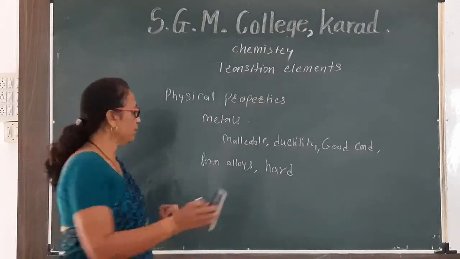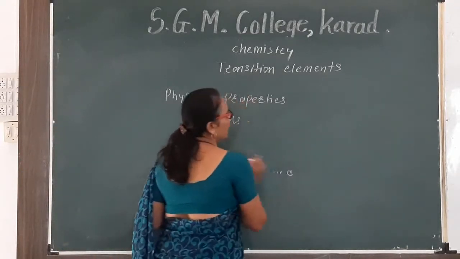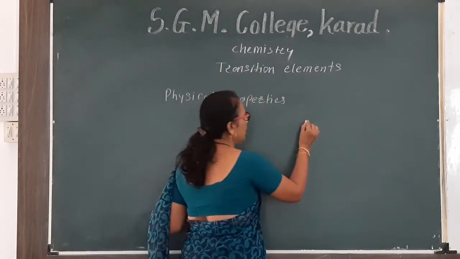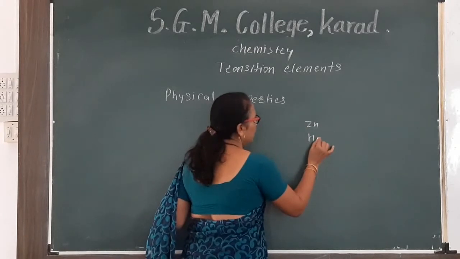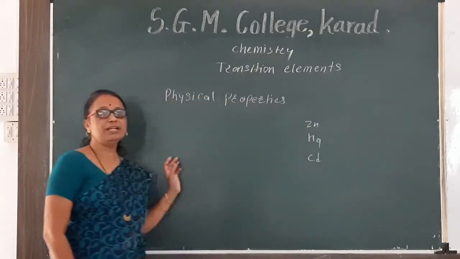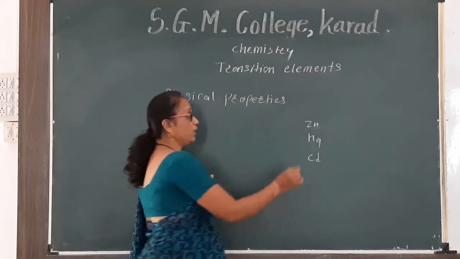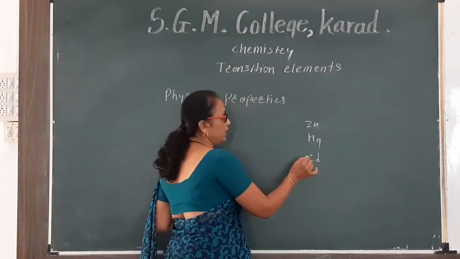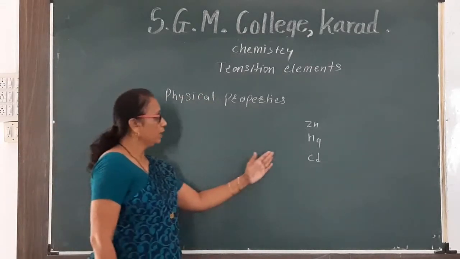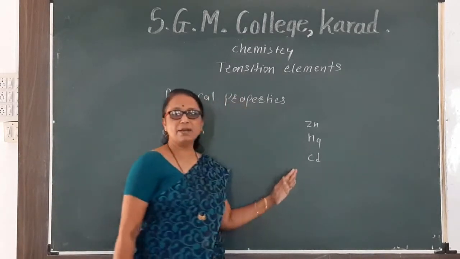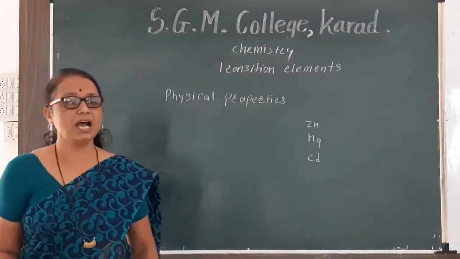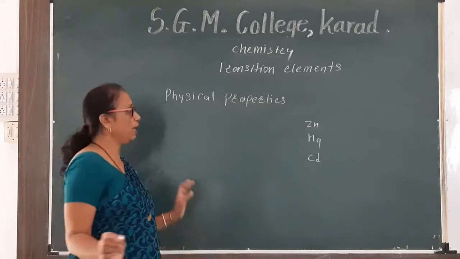Then some other properties. In the 3d series, the last element is zinc, in the 4d series it is cadmium, and in the 5d series it is mercury. Except these three elements, all transition metals are very hard and have low volatility.